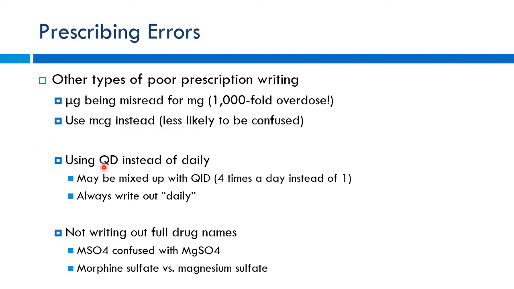Never, ever, ever use QD. QD stands for what? Every day. That can be misread sometimes as QID if you're writing too quick. QID is 4 times versus 1. It's a big problem. Always write out daily. So you can just say take 1 tab once daily, take 1 tab every day, whatever happens to be. Don't write QD. It's a big no-no. The Joint Commission has a whole list of unapproved abbreviations. They see that, they're going to ding you for it.